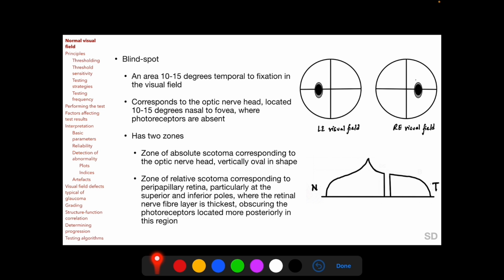In the zone of relative scotoma, light of higher intensity is perceived, and the zone of relative scotoma corresponds to the peripapillary retina, particularly at the superior and inferior poles of the optic nerve head where the retinal nerve fiber layer is thickest, thus obscuring the photoreceptors located more posteriorly in this region.